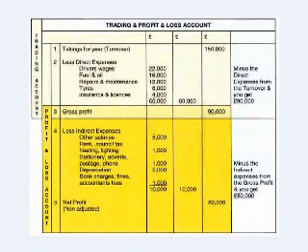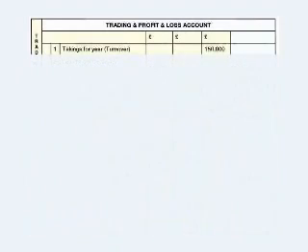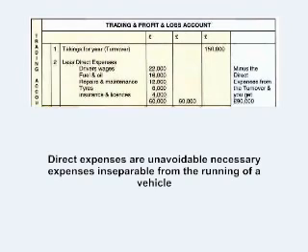We now need to look at a formal layout. At the top, we have the turnover for the year, £150,000. Next, we have the direct expenses of £60,000. Which now include driver's wages, fuel and oil, repairs and maintenance, tyres, and insurance and licences.